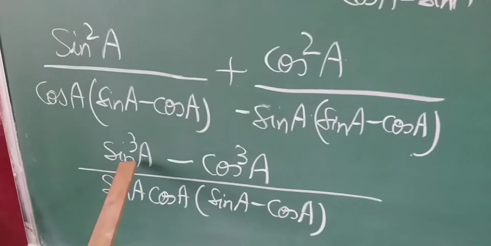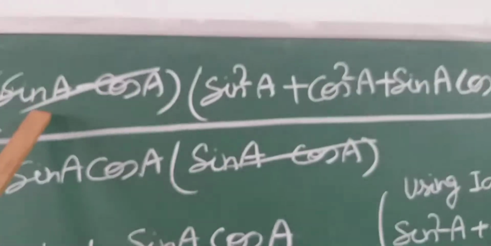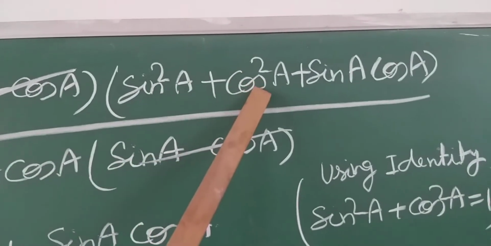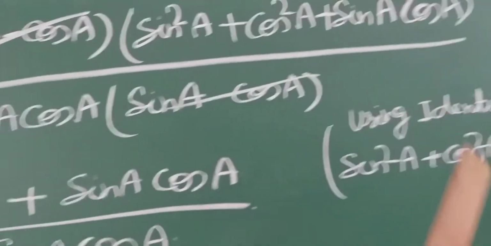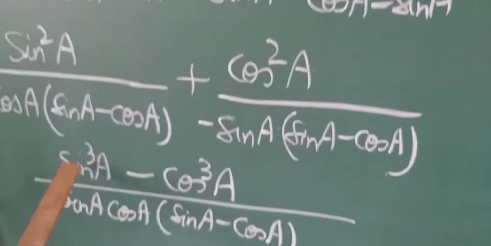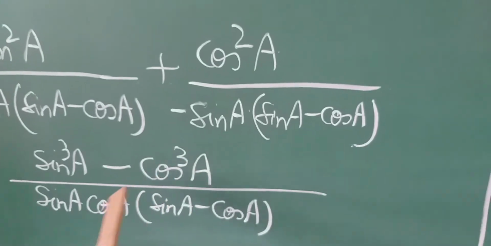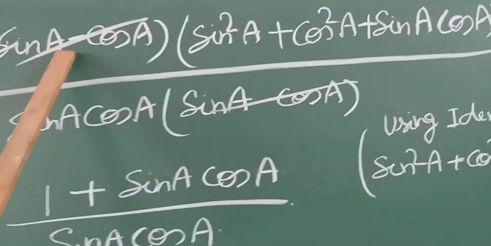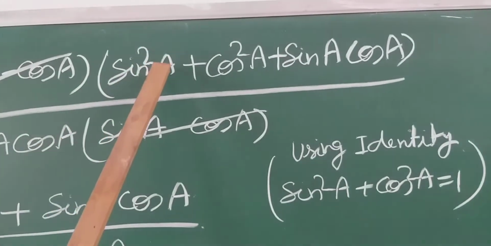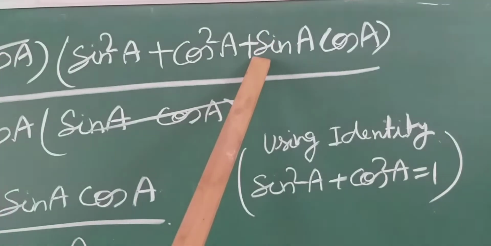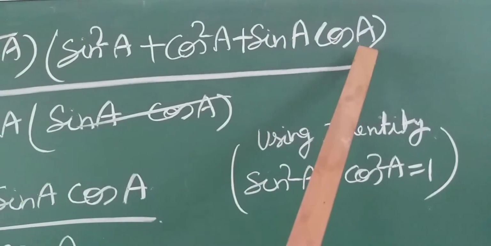Now students, we can use the identity here, A cube minus B cube. So sin A minus cos A, sin square A plus cos square A plus sin A cos A. Because we know that identity A cube minus B cube equals A minus B, A square plus B square plus AB. That's why we have written here sin A minus cos A, sin square A plus, B square means cos square A, plus AB, sin A cos A.